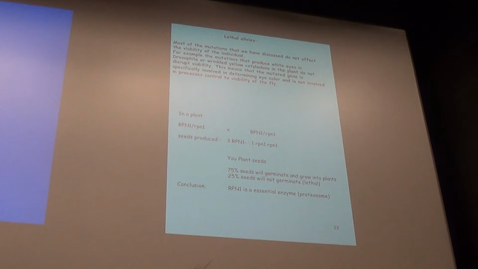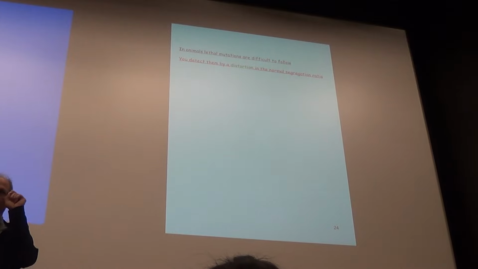But what about animals? How do you study a lethal gene in animals? It's not like you can look at the embryo as it's developing, right? It might die at the level of the 8 cell stage or the 20 cell stage or whatever. Now, how are you going to figure that out? How are you going to study it in the womb of the mother or the inside of a fly or wherever? Kind of tricky, difficult to do. So what are we going to do? Well, we're going to look at the ratio. And if you see a disruption of the normal segregation ratio, you can infer lethality.